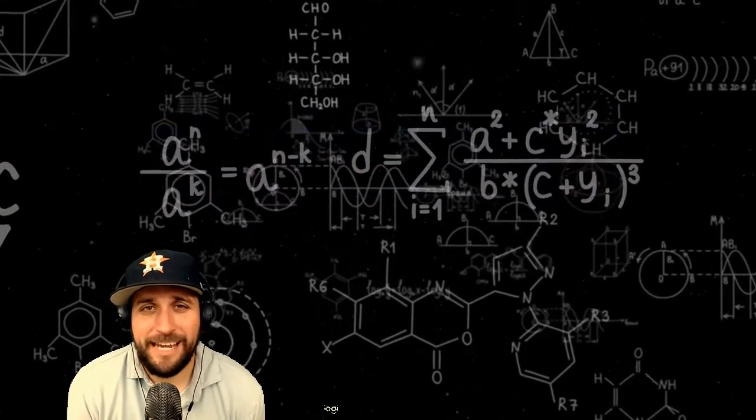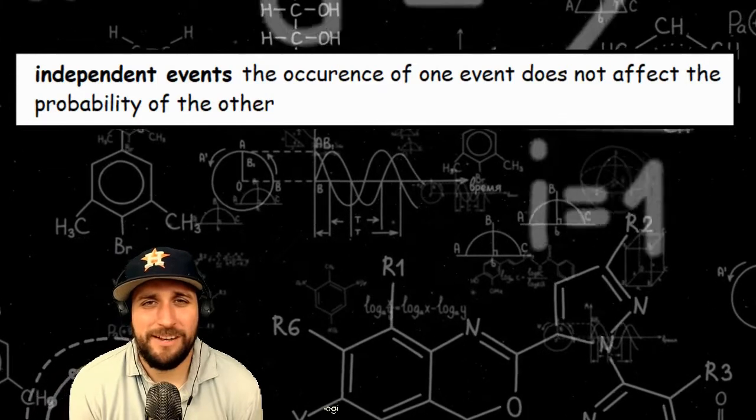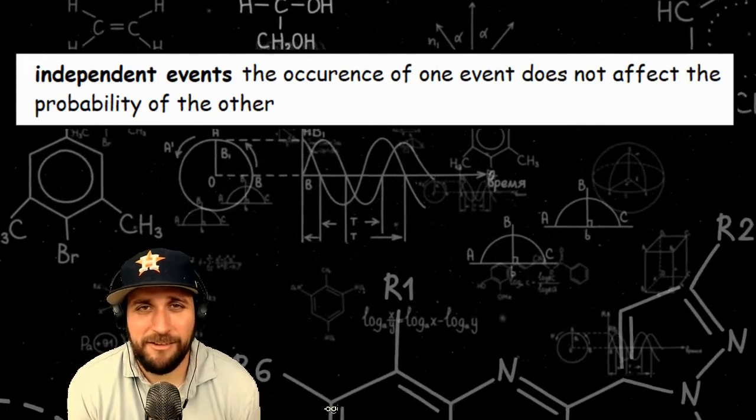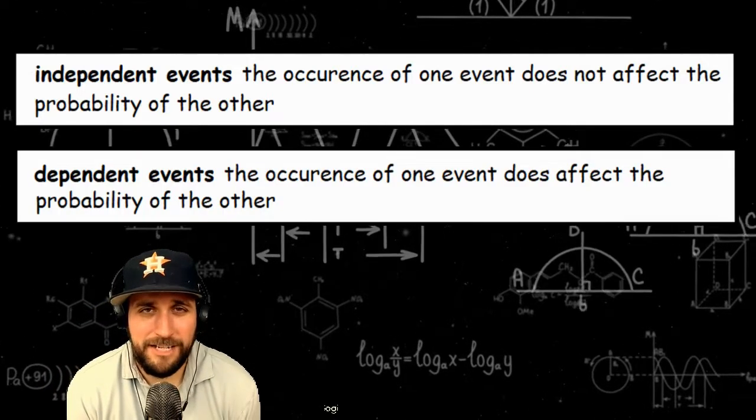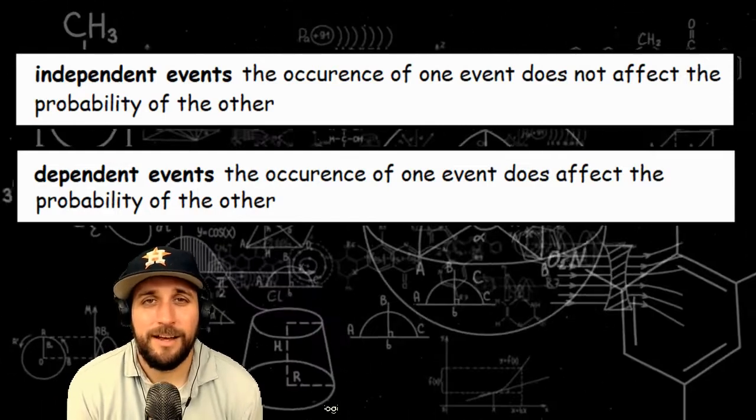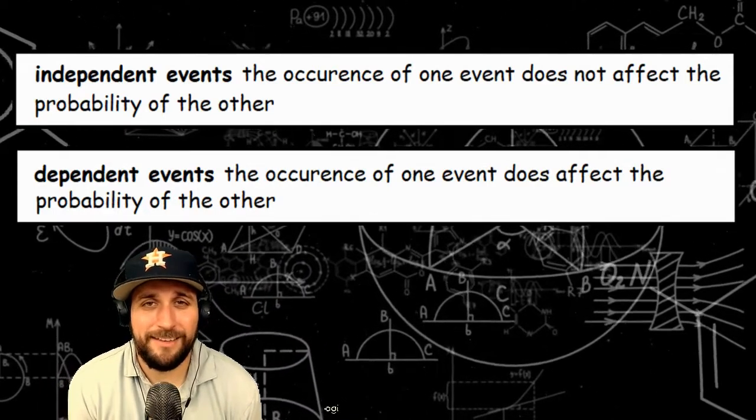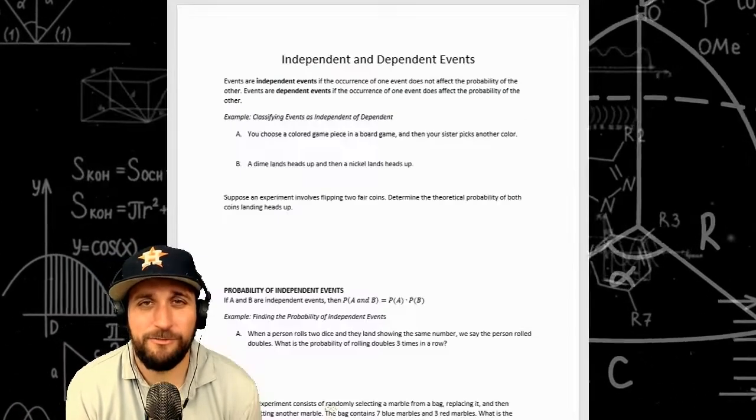Now events can either be independent or dependent. Independent events, the outcome of one does not affect the outcome of another. So one event has no effect on the other event. If they are dependent events, the outcome of one does affect the outcome of the other. So dependent events, one affects the other. So let's look at some examples to get a better idea of what I'm talking about.